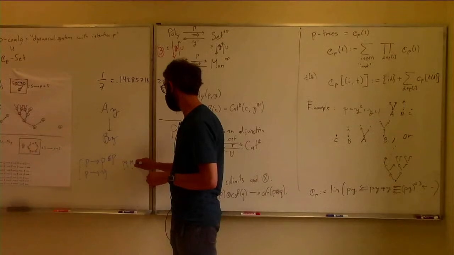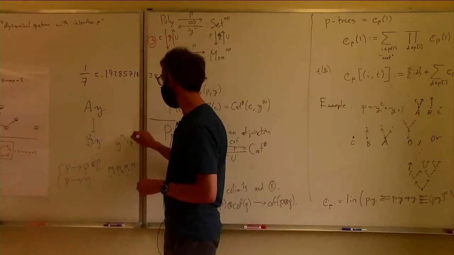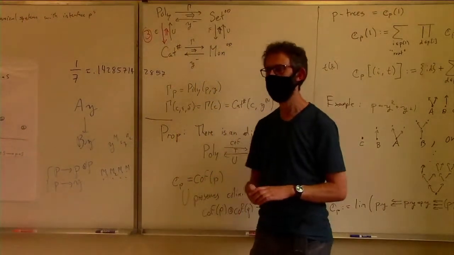Like M1, M2, like 4 different monoids, like y to the M1 plus y to the M2. And maybe there's some more in there. But yeah, it's pretty rare, I guess.